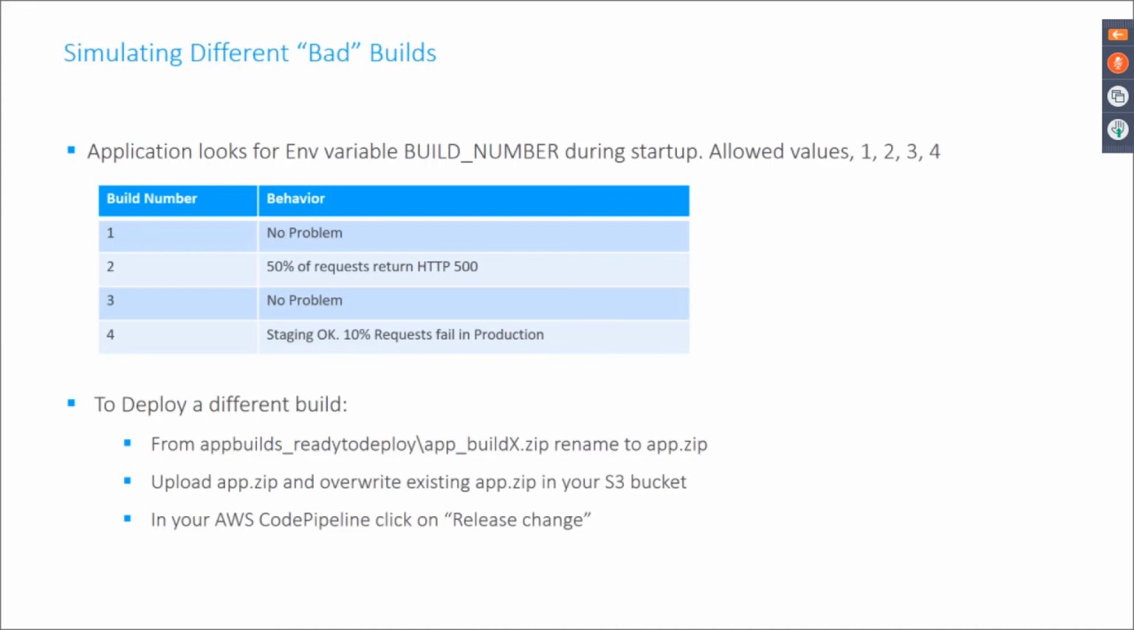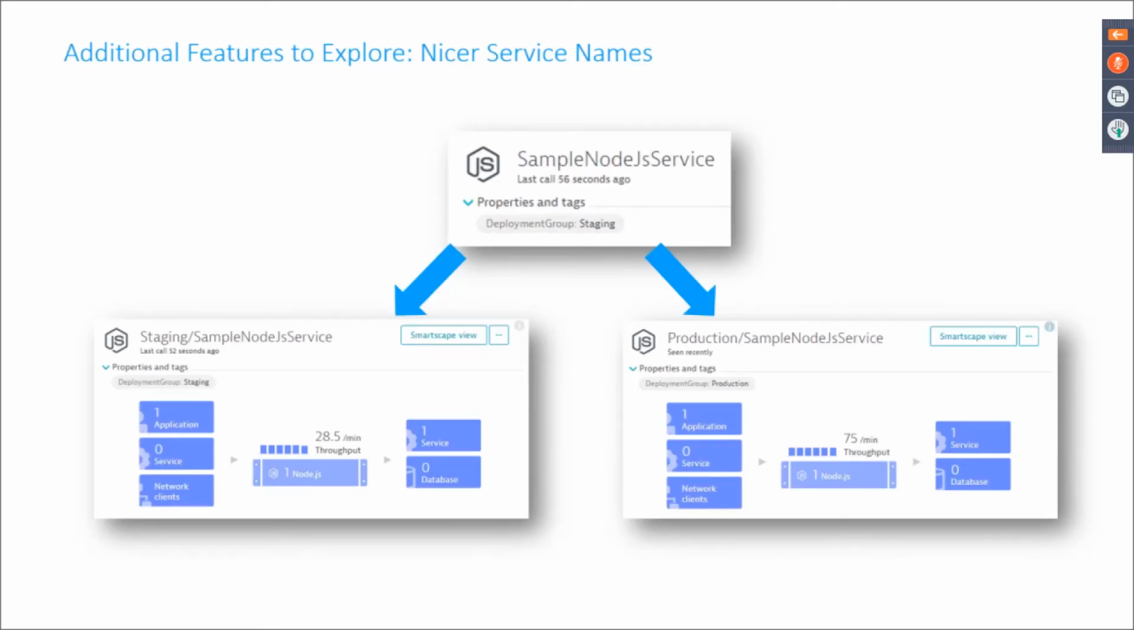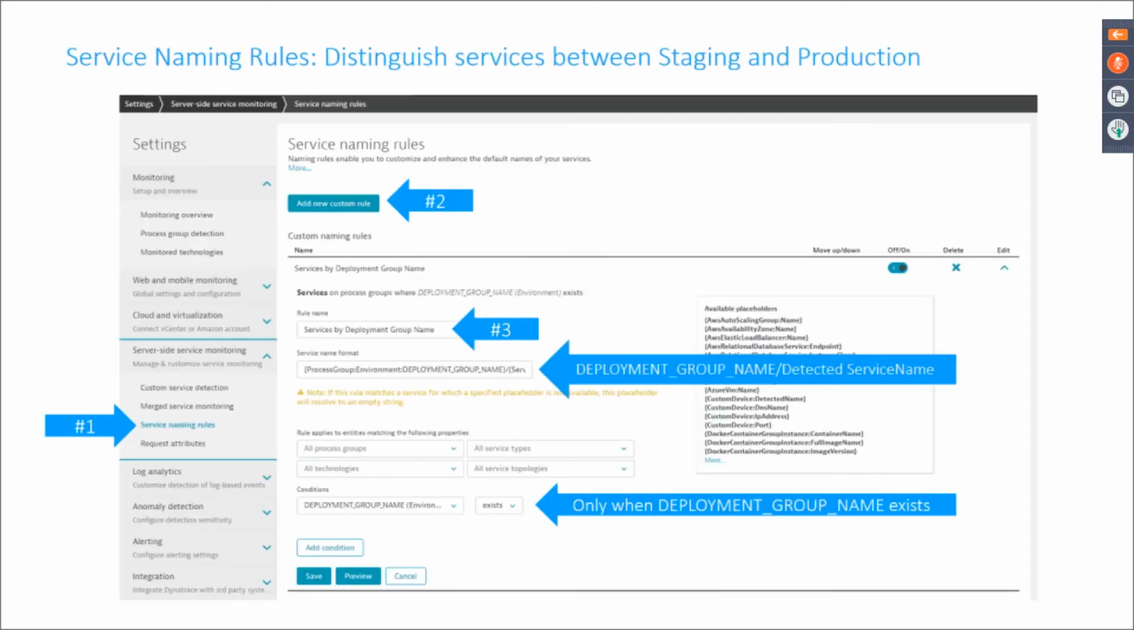All right. I have some additional features that I also love. You've seen that my service is called sample Node.js service, and the tag tells me is it staging or production. I can add a service naming rule to actually rename that service. So the name itself is descriptive enough to tell me, hey, this is my production and my staging. And here is the service rule that you can specify.